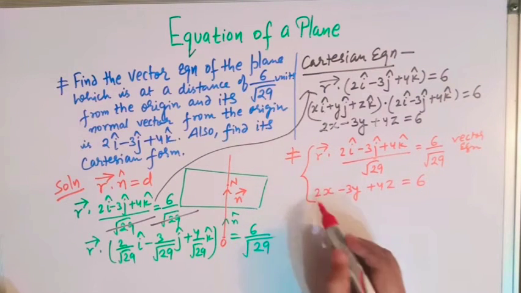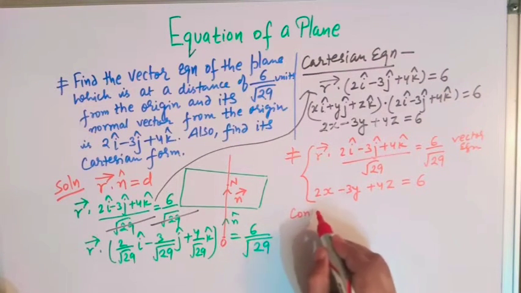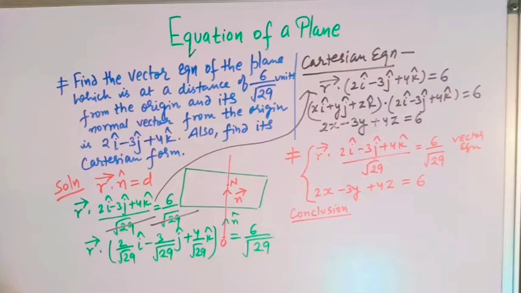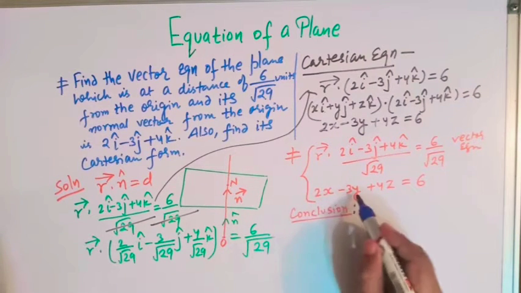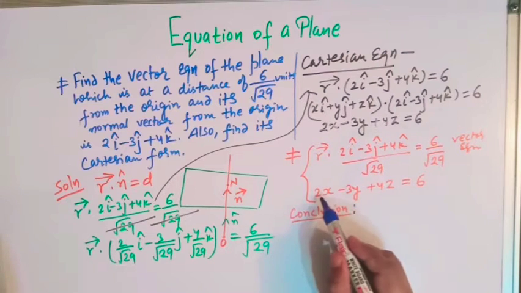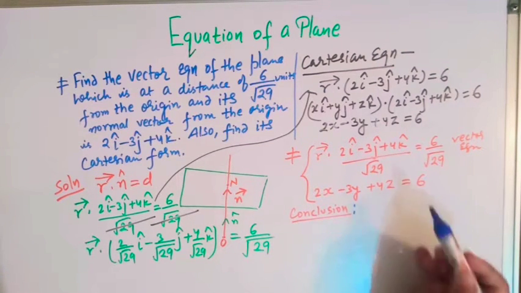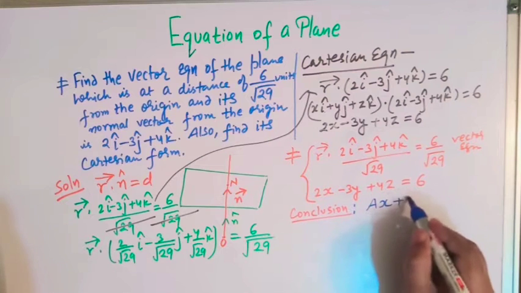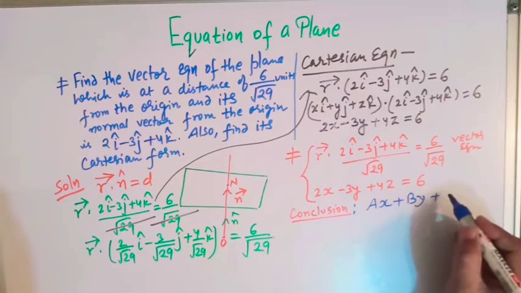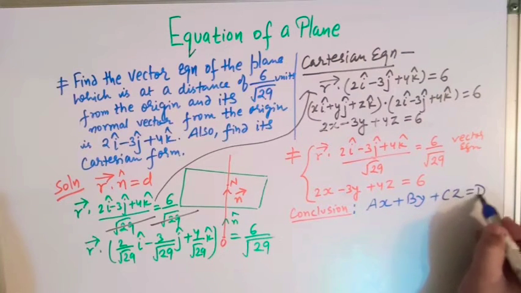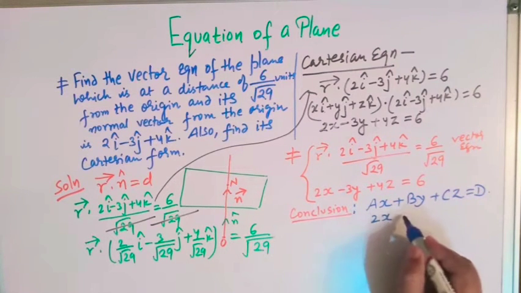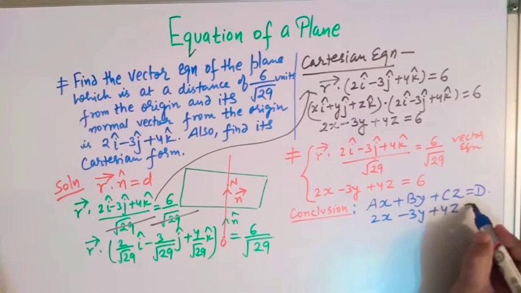Now here we can make some important conclusions. The first conclusion is that whenever the equation of a plane is given in this form, see, this is the Cartesian form of the plane, and this equation shows that the general equation of a plane is of the form ax plus by plus cz is equal to d, right? So here the Cartesian equation is 2x minus 3y plus 4z is equal to 6.